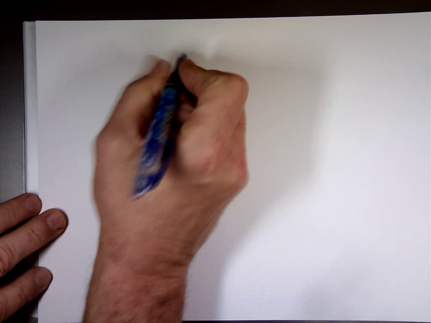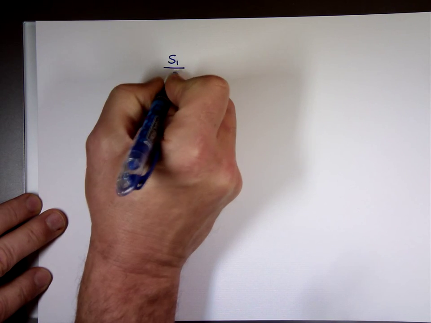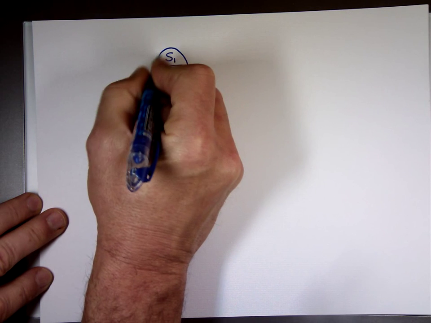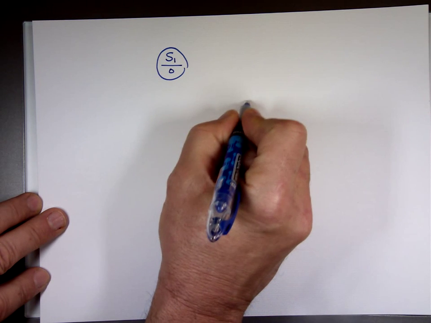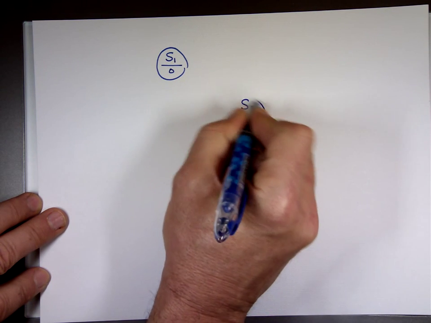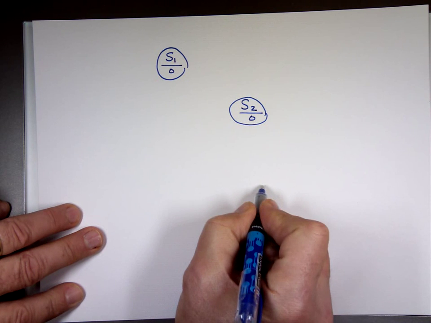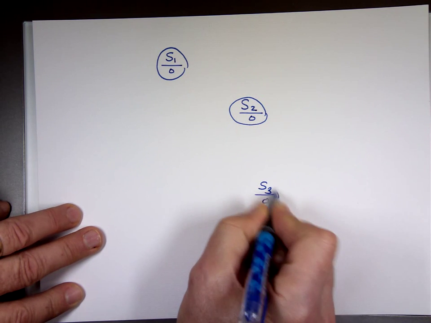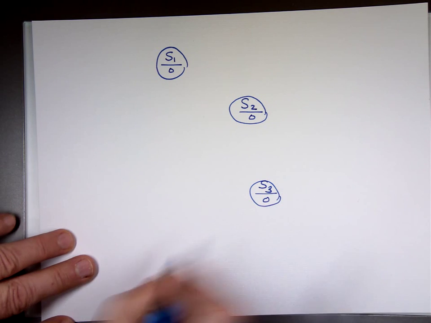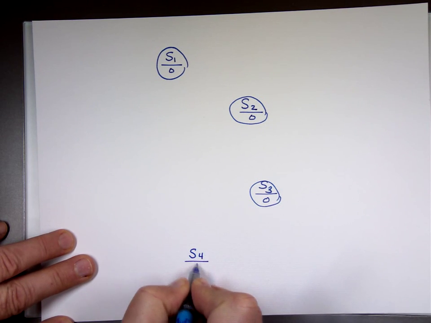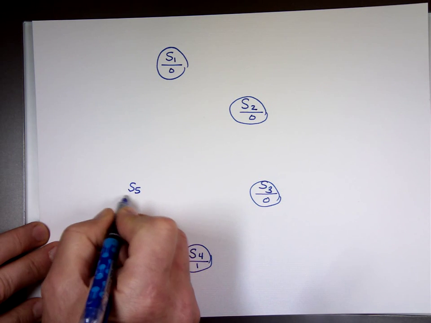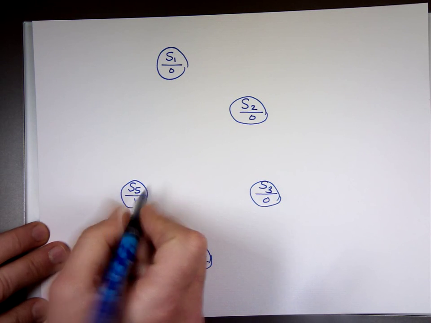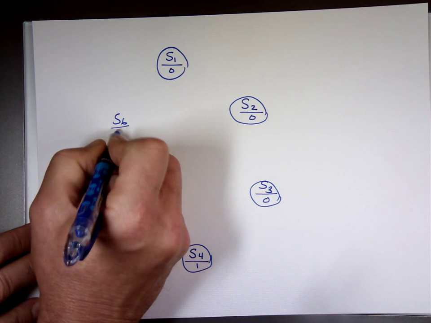We have this state diagram. State 1, your output is 0. State 2, your output is 0. State 3, your output is 0. State 4, your output is 1. State 5, your output is 1. And state 6, your output is 1.